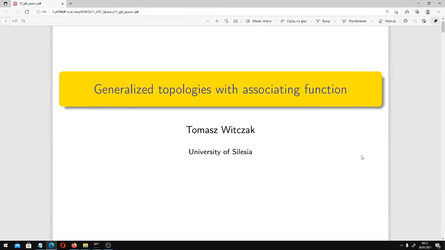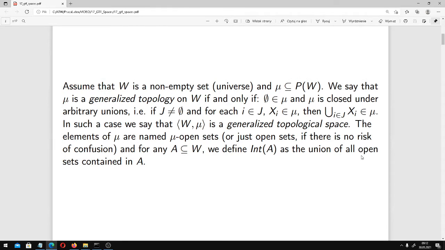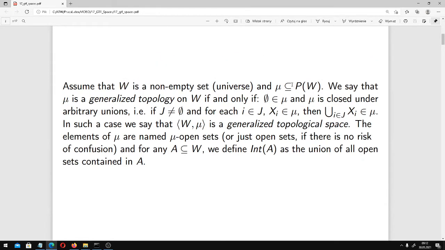Generalized topologies with associating function. Assume that W is a non-empty universe and we have certain mu contained in the power set of W. And we say that mu is a generalized topology on W if and only if the empty set is in our family, and this family is closed under arbitrary unions, as you can see here.